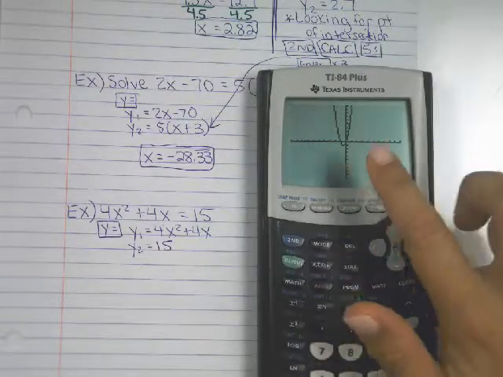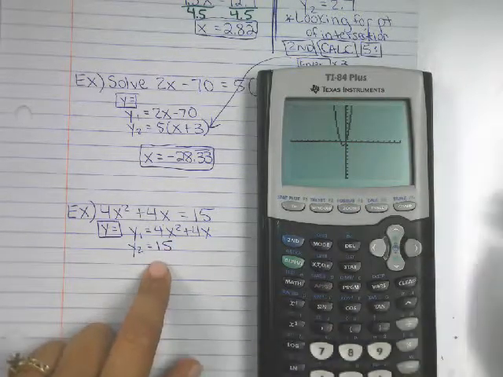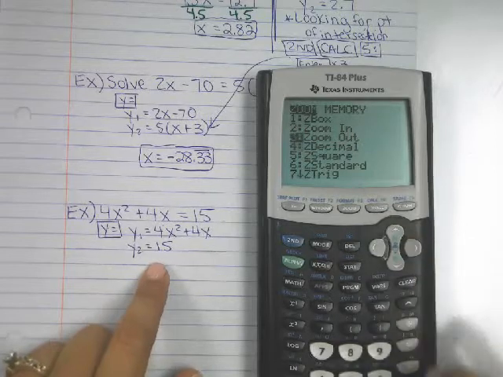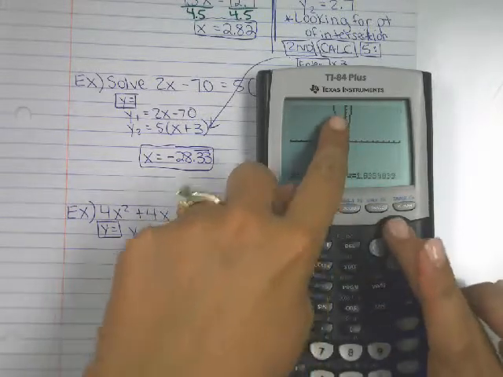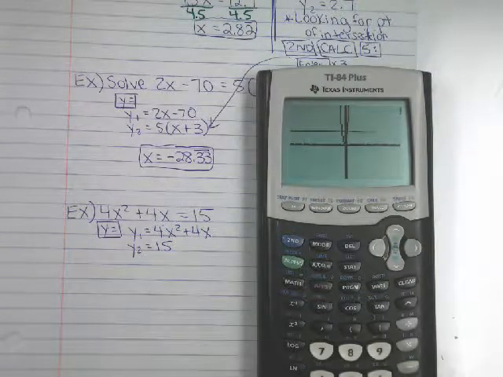Let's see. We can see our quadratic, which is this one with the x squared, but we can't see its 15. So we do need to zoom out a little bit. 15 is up here somewhere. So let's see how that works. There's that, and there's that.